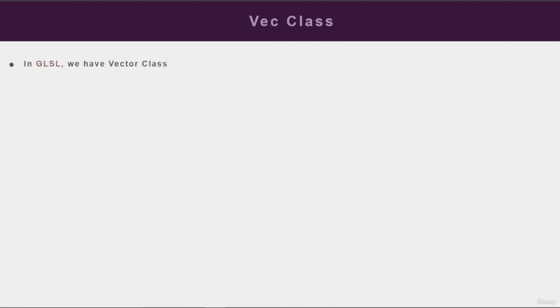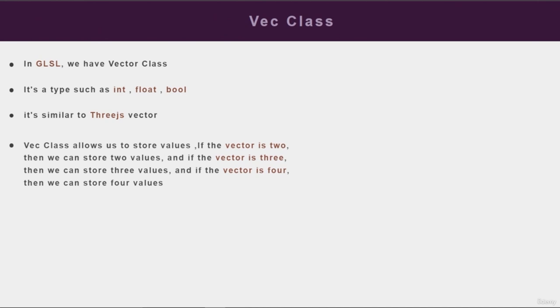In the GLSL, we have the vec class. The vector is a class, just like the integer or the float or the bool. The vector class is almost similar to the vector in the Three.js. The vector will allow us to save values inside of it. If the vector is vec2, then we can save inside of it two values. And if it is vector3, then we can save three values. And if the vector is 4, then we can save 4 values.